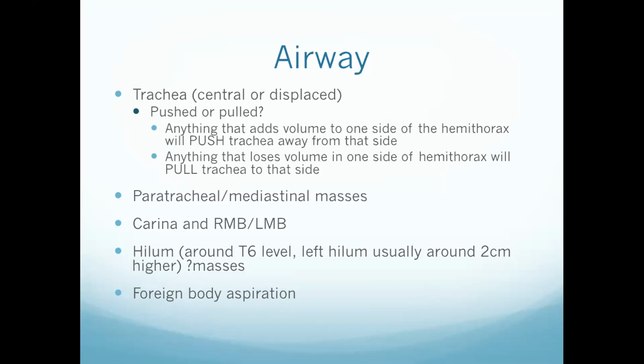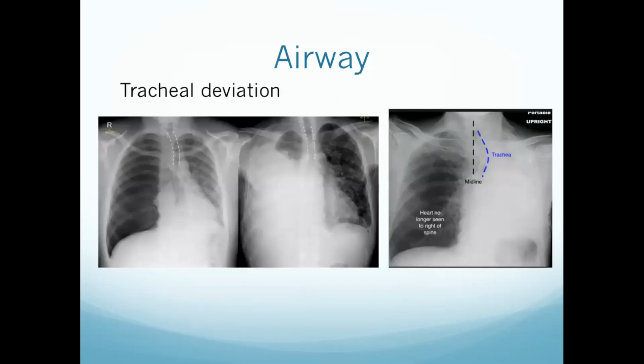I will also look to see if there are any paratracheal masses. You can follow the carina down to where it diverges into the right main bronchus and left main bronchus. Some people look at the hilum and the breathing part or the airway, it doesn't really matter as long as you cover it and it's part of your system. The hilum is usually around the T6 level. Left is usually about 2 centimeters higher than the right. Just look there to see if there are any masses, and also whether there are any foreign bodies lodged in the trachea or further down.